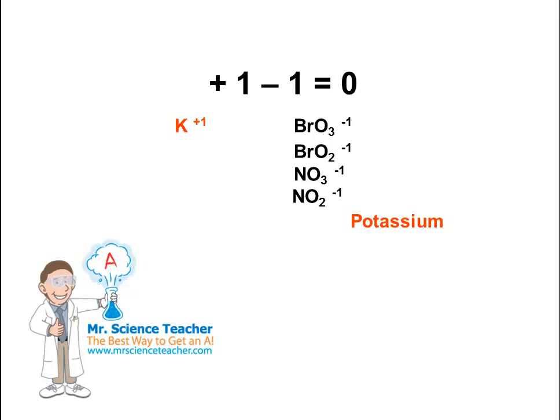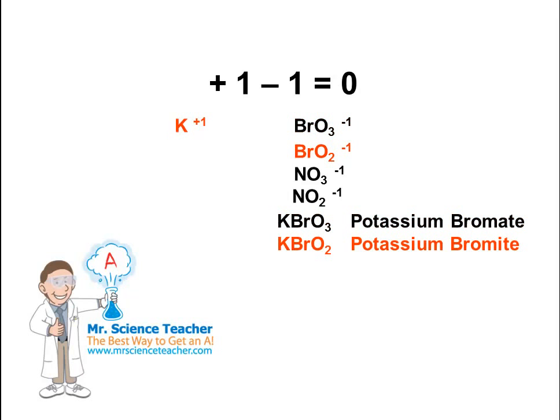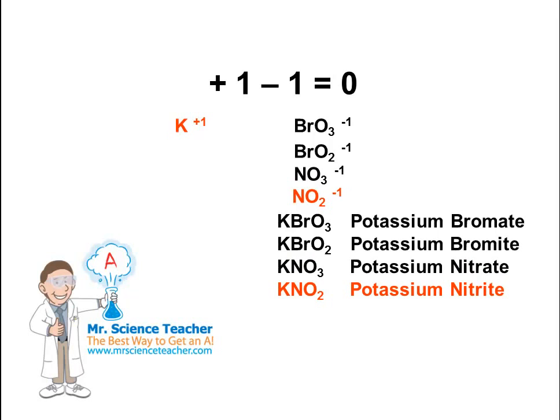So let's do what we did before. +1 -1 equals 0. +1 is potassium. BrO3 was bromate. Potassium bromate, the correct chemical formula is KBrO3. Potassium bromite would be KBrO2. Potassium nitrate, KNO3. Potassium nitrite would be KNO2. Again, all we did was use +1 and -1 equals 0, and what we used was Mr. Science Teacher's periodic table of ions and a sheet of polyatomic ions.